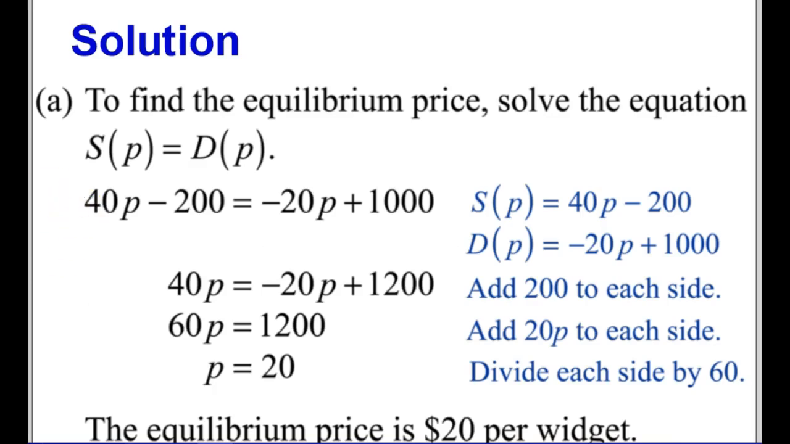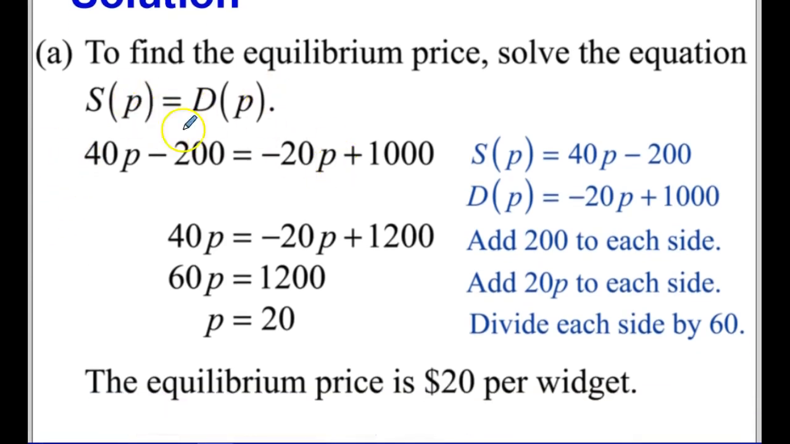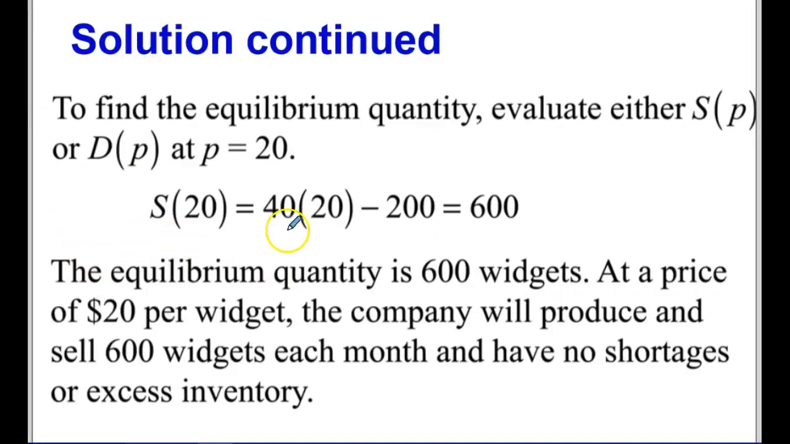Okay, so here's what we're doing here. So to find the equilibrium price, I set them equal to each other. I get all of my p's to one side, all of my constant values to the other side, and I solve for my p. So my price is $20 per widget, and I remember that p was price, so I know that it's $20. Then the second part of A asked, well, how much is that? So I can take that $20 and plug it into either the S or the D and solve, and I see that it is 600 widgets.